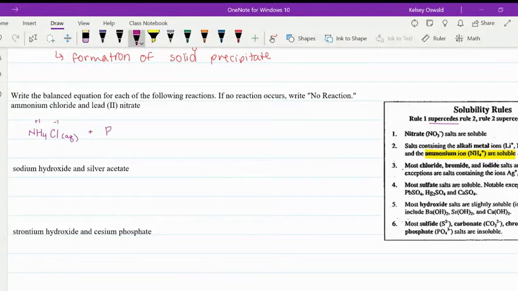And that's going to react with lead II nitrate. Remember that Roman numeral 2 tells us that our lead has a +2 charge. Nitrate is -1. So in order for those charges to balance, we're going to need 2 of those nitrates.